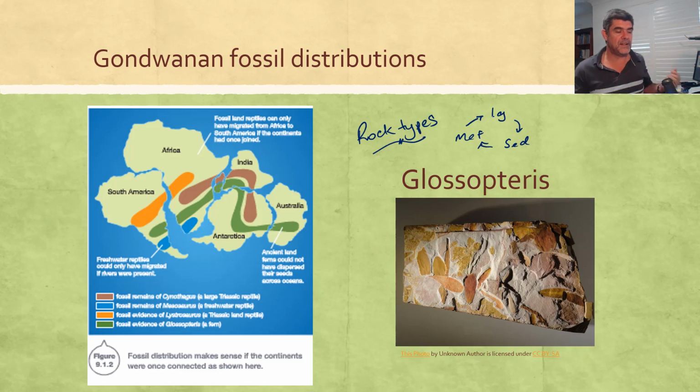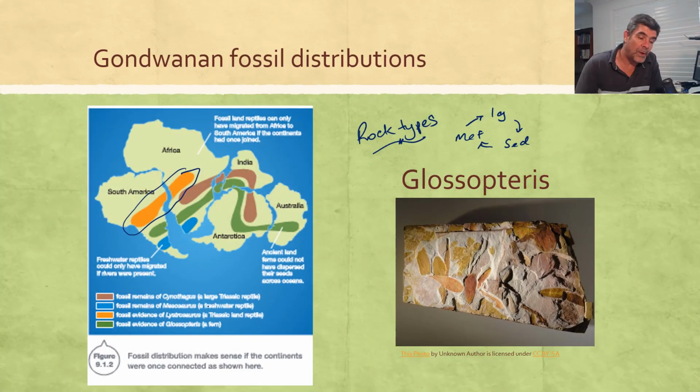So if you think about the fact that South America and Africa are separated by a very large ocean, then you can see from the little diagram that there is an orange mark here, this one here, and this is a Triassic reptile called Lystrosaurus. We also have a couple of other Triassic reptiles. These are represented by the blue and also the brown.